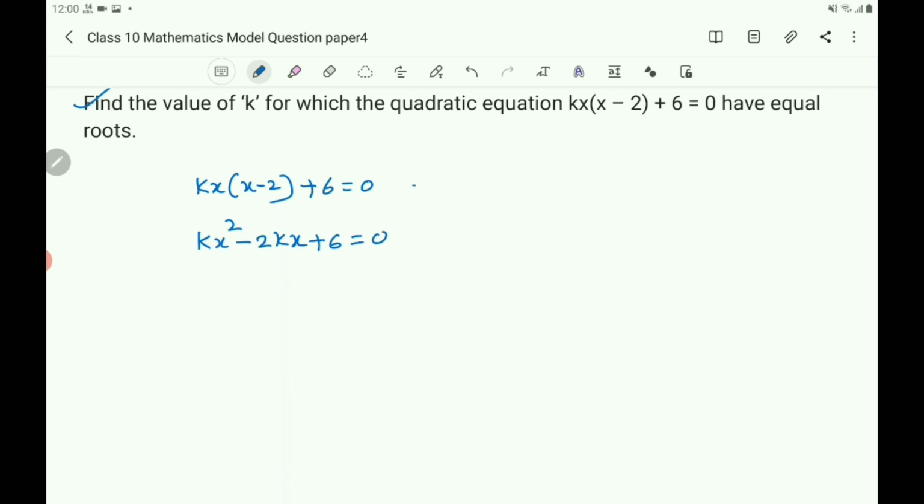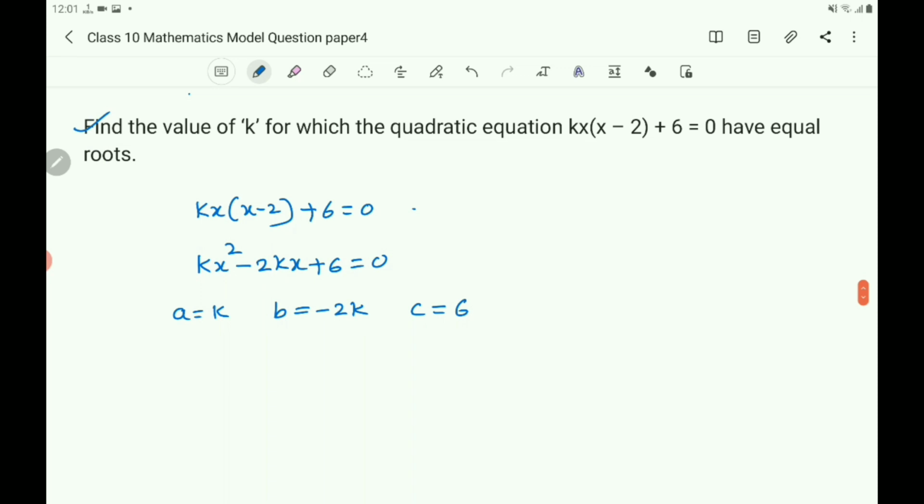Then you write the values of a, b and c. What is a? Here a is the coefficient of x square. The coefficient of x square is k. So you write a equals k. Then b. What is b? b is the coefficient of x. That is minus 2k. Then you write c. c is 6.